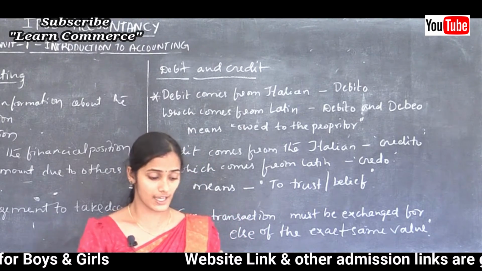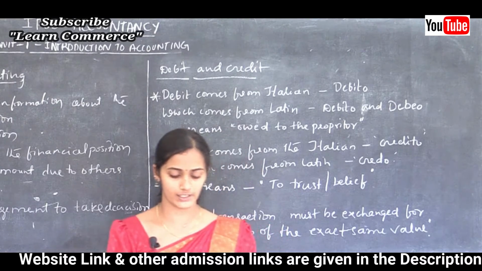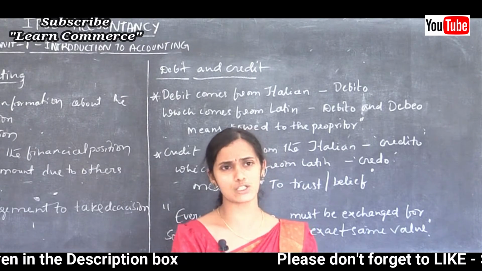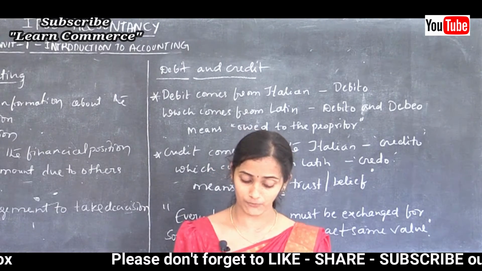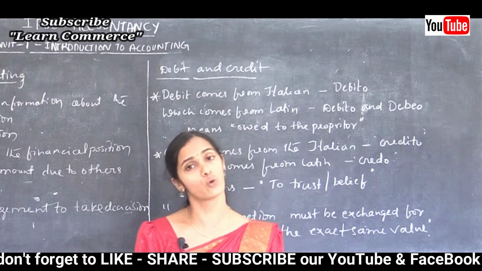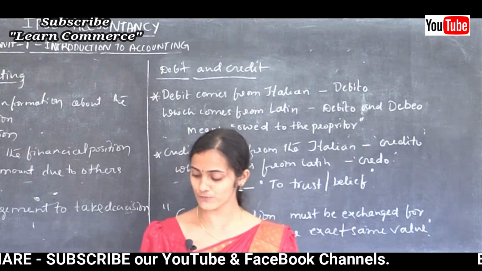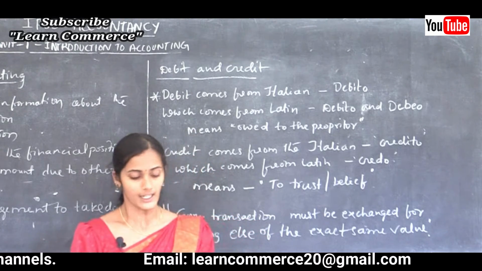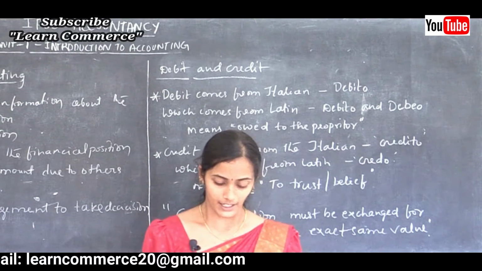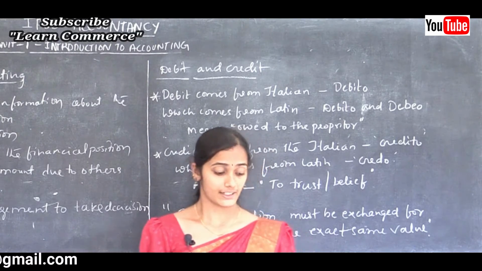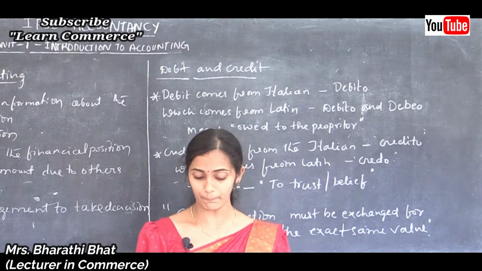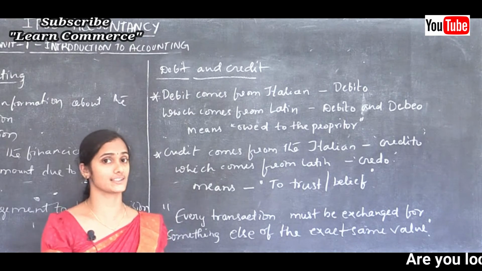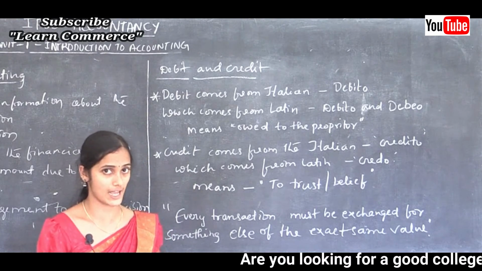Debtors means, as I already told, each and every organization needs to borrow some money from others. It means, in the form of credit, we need to purchase some goods from others. That is considered as creditors. Debit and credit are two important terms because debtors are considered as assets and creditors are considered as liabilities.